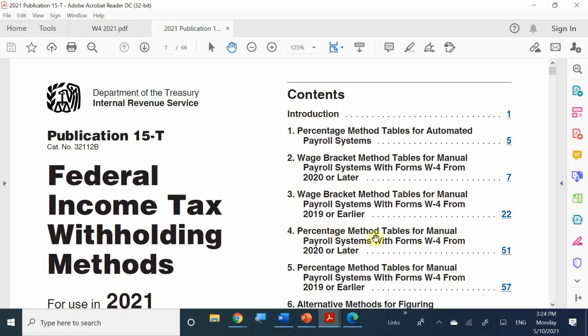Then the fourth one says percentage method table for manual payroll system with the form W4 form from 2020 or later. Okay, so that's the one that we're going to be looking at, is going to be the fourth type of table, right? And then, of course, for those who were working prior to 2020 that filled out a form prior to the 2020 form, you're going to be utilizing the page for number 5, which is using the withholdings to go ahead and calculate the payroll.